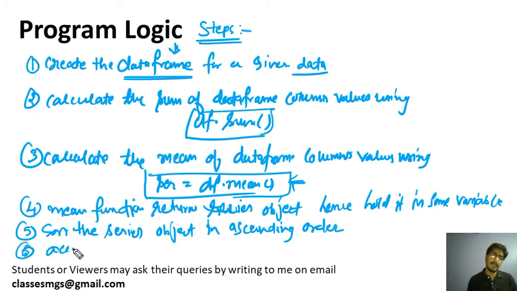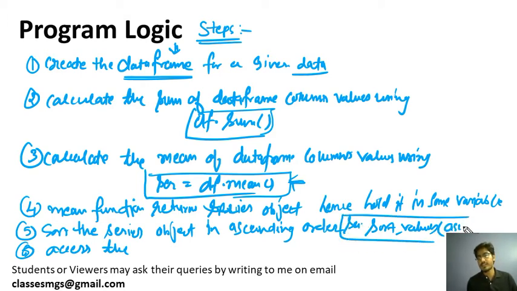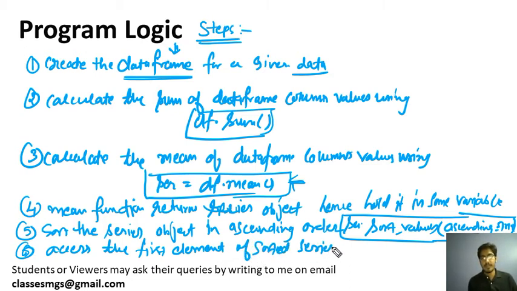You can use the sort_values method of the series to sort this, and ascending equals True. By default ascending is True, you need not pass it, but for your convenience I have shown it. Then access the first element of the sorted series using slicing. You will use the slicing concept to access the first element of the series object. Now we will go ahead and write the Python code.